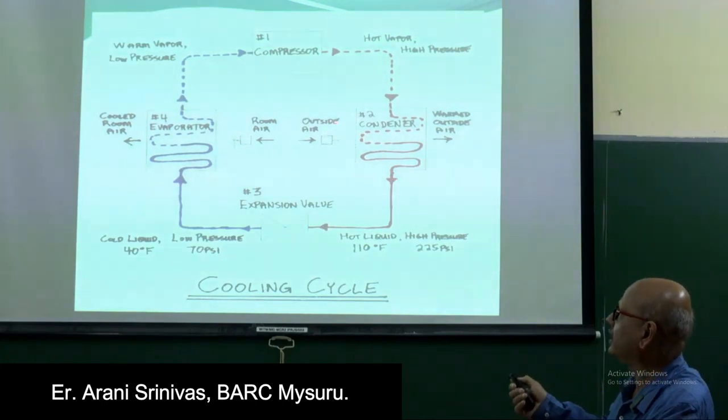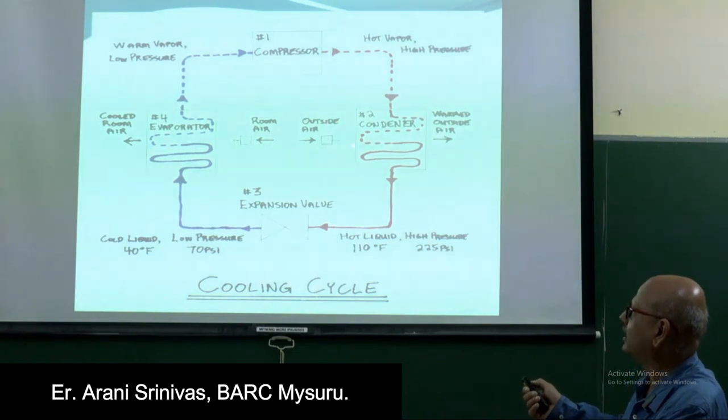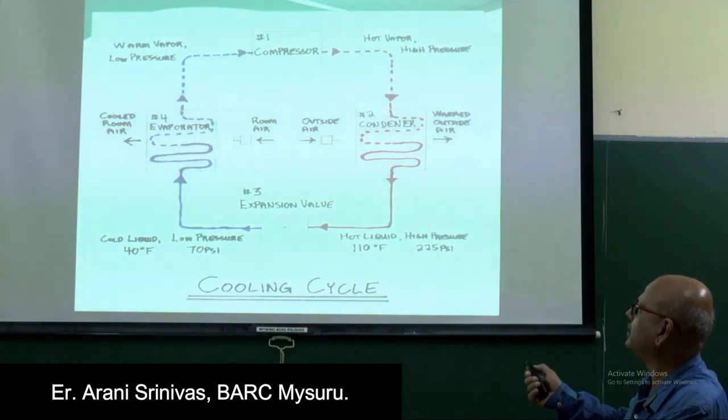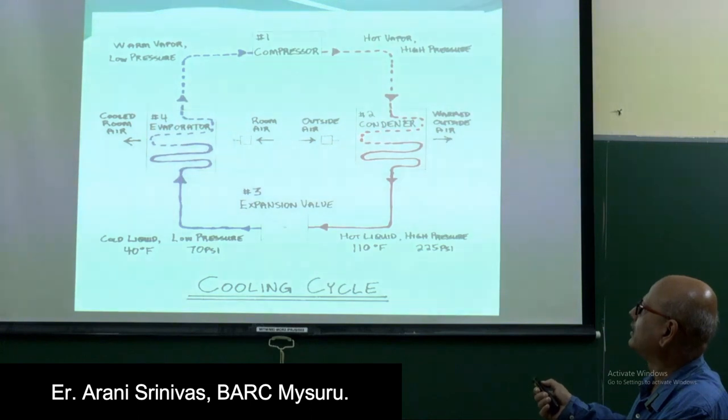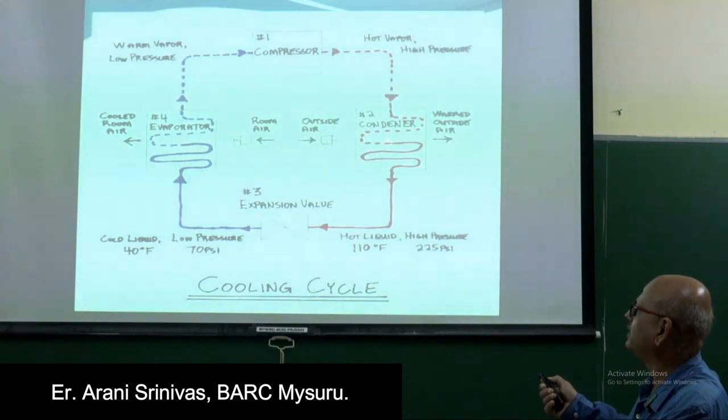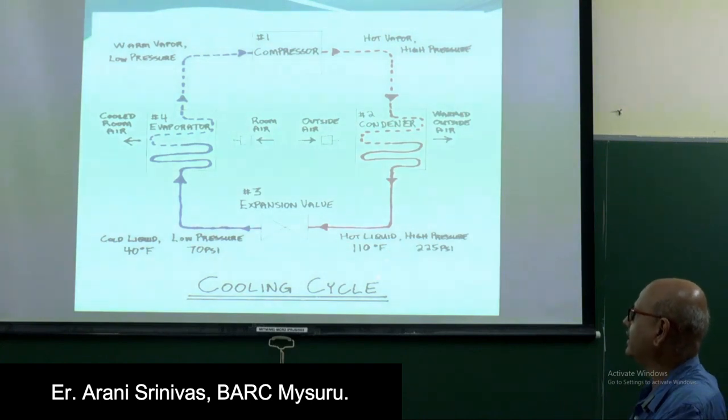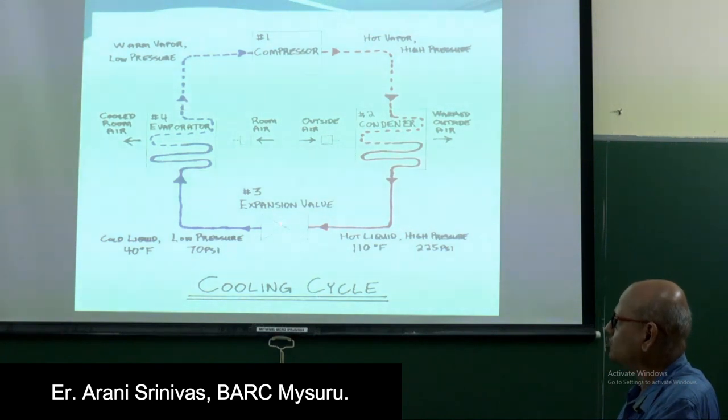Here a fan will be there, this hot air will be thrown on this, and there will be a coil. I put dotted here because all these are vapor. This slowly becomes liquid and it becomes full liquid. So this hot liquid, say at 100 degrees Fahrenheit and at a pressure of 225 psi, comes to an expansion valve.